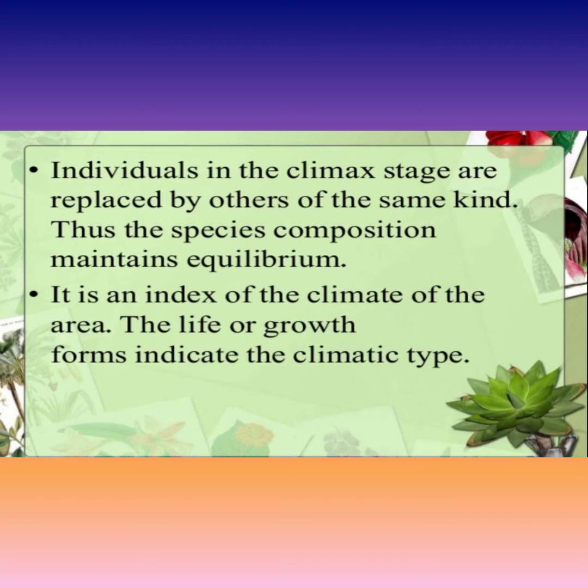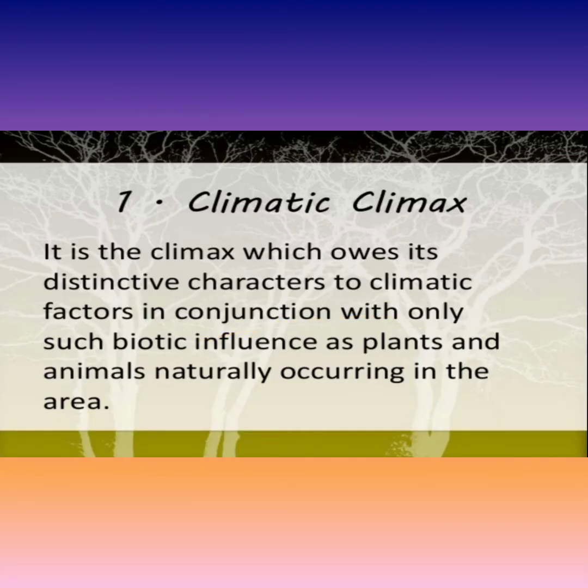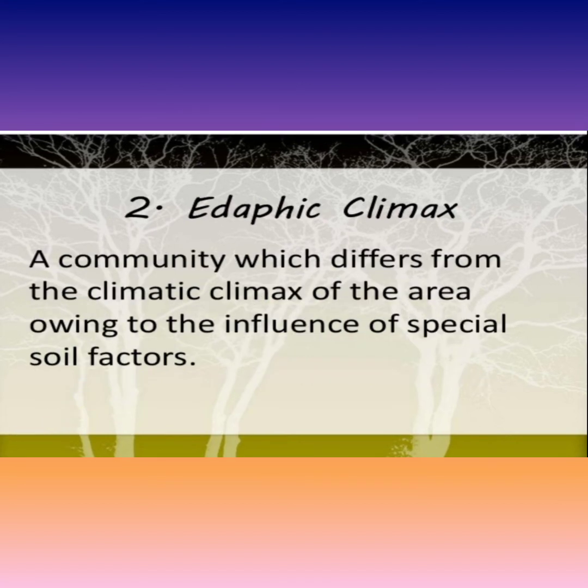Individuals in a climax stage are replaced by others of the same kind. Thus the species composition is maintained in equilibrium. It then indexes the climate of the area; the life and growth forms indicate the climate types. Classification of climax: climatic climax is a climax which owes its distinctive characters to climatic factors in conjunction with only such biotic influence as the plants and animals naturally occurring in an area. Edaphic climax is a climax determined by edaphic factors like soil.